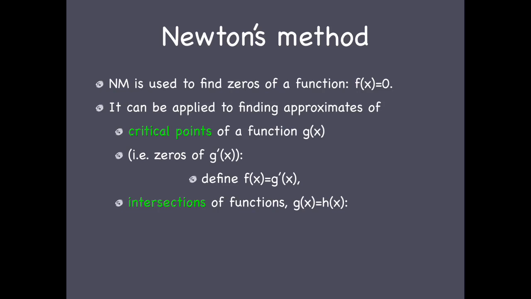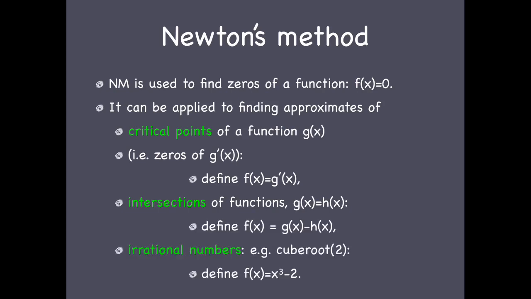We can also find intersections of functions. For example, two functions will cross when g of x is equal to h of x, and by rearranging that, we can define a function f of x that's g of x minus h of x, which will be 0 whenever g of x and h of x cross.